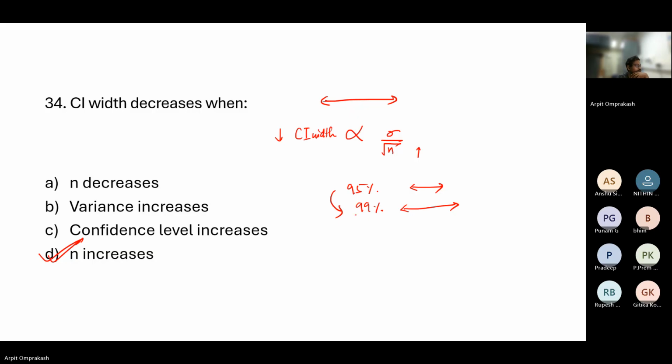Right. This is false. If variance increases, then confidence interval width increases, not decreases. And as n decreases, the CI width also increases. Right.